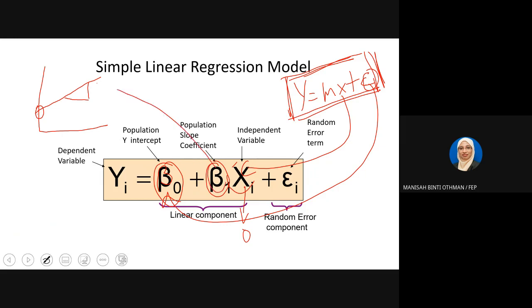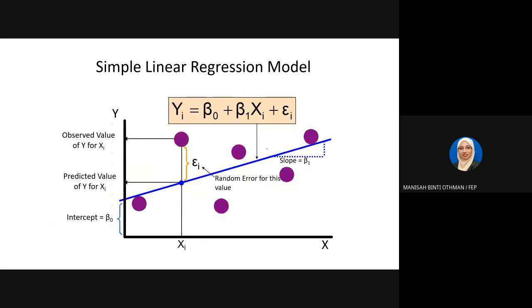So this is a slope here, and beta 0 is the intercept. This is a random error, but normally we don't include the random error component in our equation in this course. So up until here only. This is the graph explained. Here is the intercept, and this is the slope, beta 1.